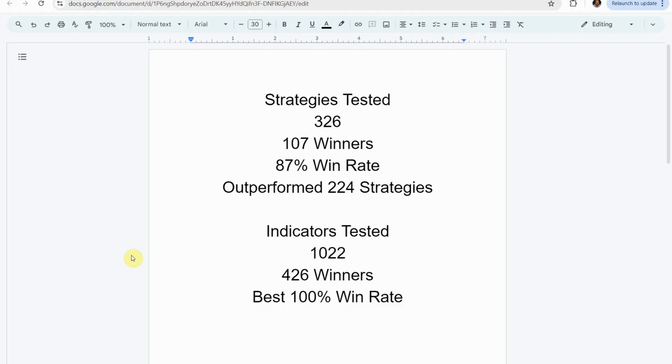Alright, as I said, today we will be testing a 15-minute crypto scalping strategy. Before we do though, I wanted to put the testing scoreboard up for everyone to see. So to date, we have tested a total of 326 different strategies, with 107 of them being winners. The best one so far was able to achieve an 87% win rate. That was achieved using the Academy of Forex indicator. And so far, since we've been keeping track, it has outperformed 224 of the other strategies that we have put it up against, every single one so far. We've also tested a total of 1,022 indicators, with 426 of them being winners.